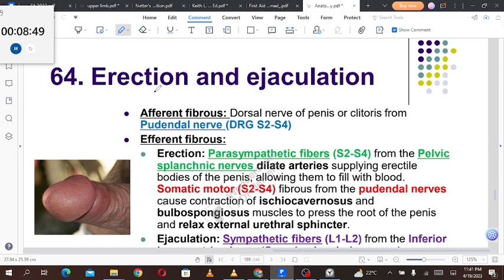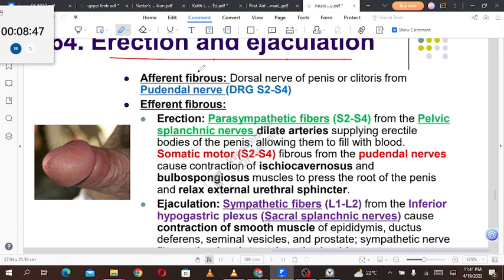Moving forward to the erection and ejaculation. So afferent fibers, dorsal nerve of the penis and clitoris form the afferent fibers to the pudendal nerve. So there is the dorsal nerve of the penis or clitoris. They are coming from the pudendal nerve, which is going to the dorsal root ganglion of S2 to S4.